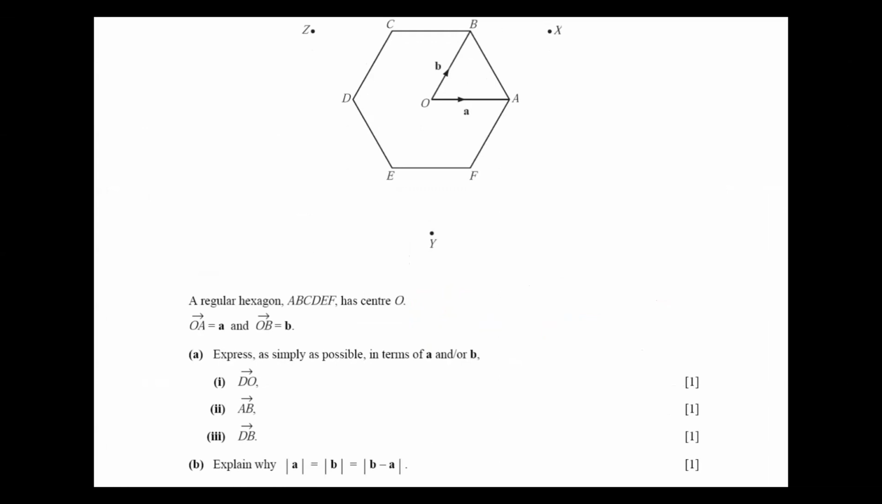Explain why the magnitude of A is equal to the magnitude of B is equal to the magnitude of B minus A. Magnitude of A और B तो इसलिए इक्वल हैं कि ये O आपका सेंट्रल पॉइंट है और ये एक रेगुलर शेप है. जितनी भी रेगुलर शेप्स होती हैं उनका सेंटर से वर्टेक्स तक डिस्टेंस इक्वल होता है. So OA is equal to OB because it's a hexagon and the distance of those vertices from the center is equal. So OA is equal to OB. So ये two sides तो आपके पास equal होंगी.